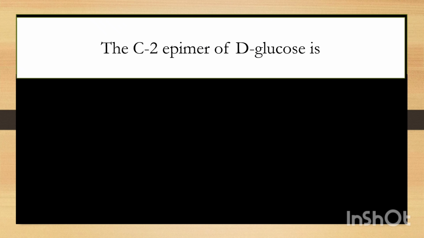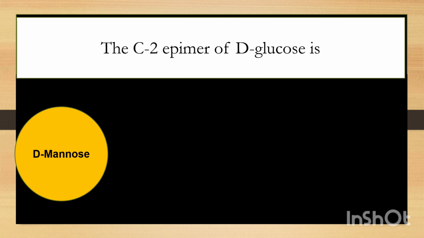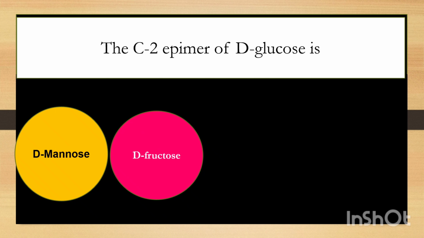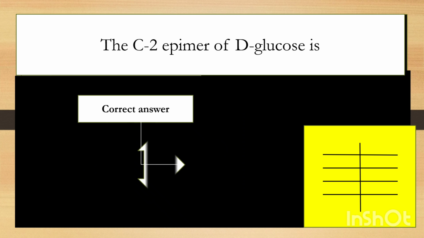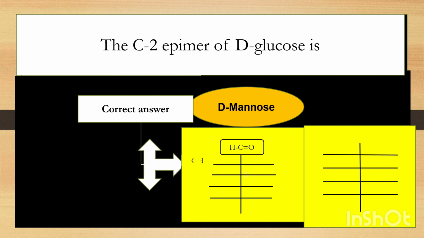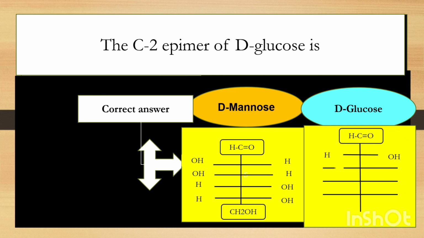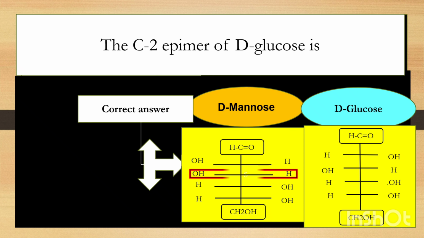Okay, next question: the C2 epimer of D-glucose is D-mannose, D-fructose or D-galactose. Next is D-glucose. Here the correct answer is D-mannose. Here the chemical structure of D-mannose is given. Next is glucose. We have to compare both glucose and D-mannose. In this comparison, these two pairs will be equal, in OH and H form.